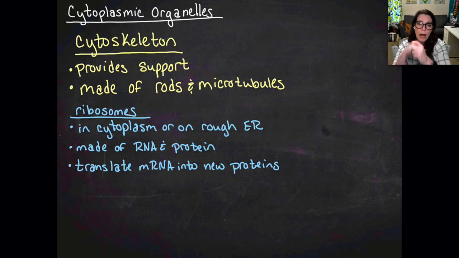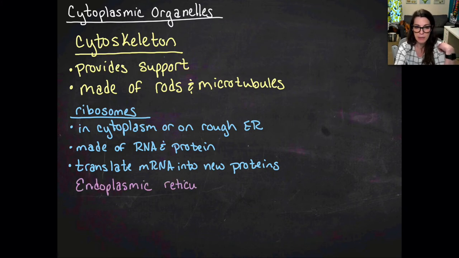And so ribosomes are important because they translate the mRNA that comes out of the nucleus into new proteins. So ribosomes are important because they make new proteins. So very important job. So primarily found on the rough ER, but there's also free ribosomes that are just kind of floating around in the cytosol.